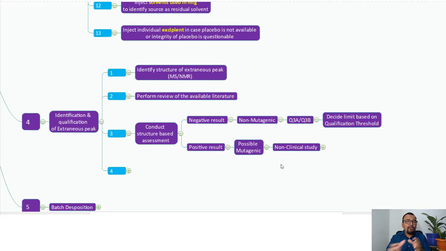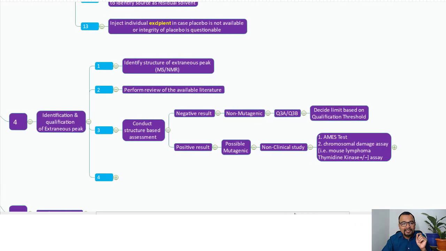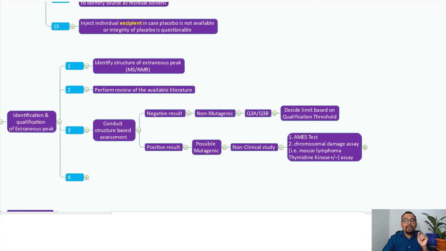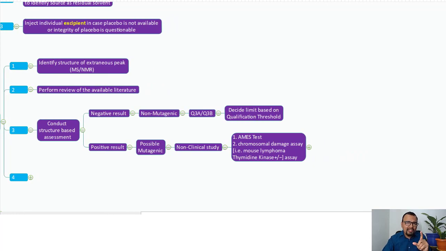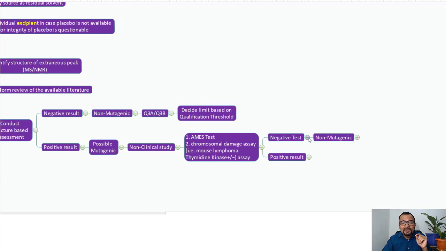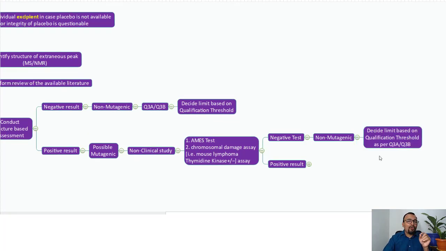You need to think of conducting non-clinical studies, for example, the Ames test or the chromosomal damage assay test. In this test you will understand whether the substance under investigation is mutagenic or non-mutagenic. So if the test comes back negative, it means your substance is non-mutagenic, and you can take support of ICH guideline Q3A for API or Q3B for drug product to decide on the limit or the qualification threshold.